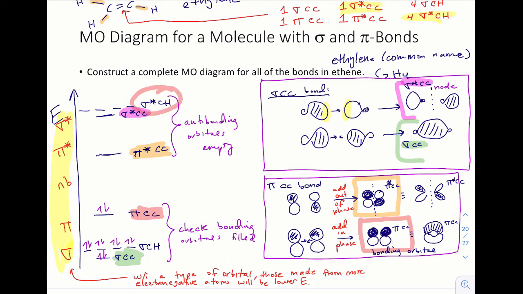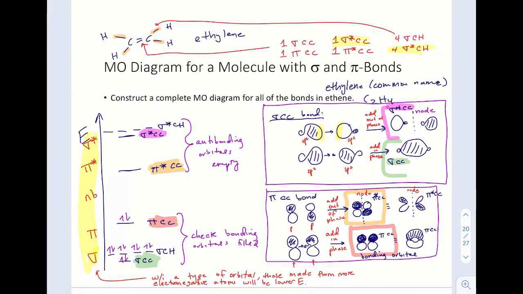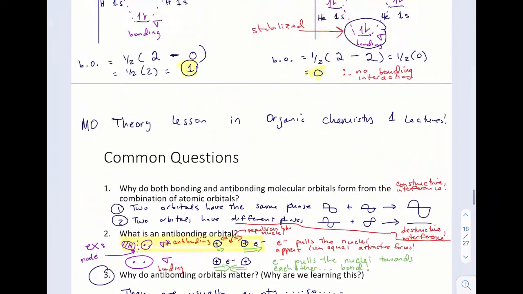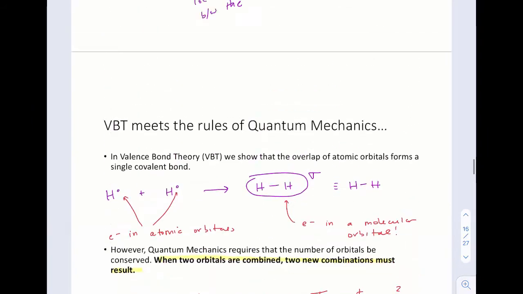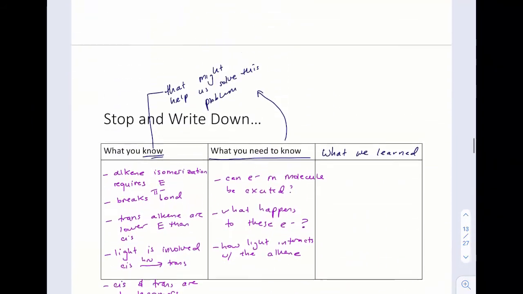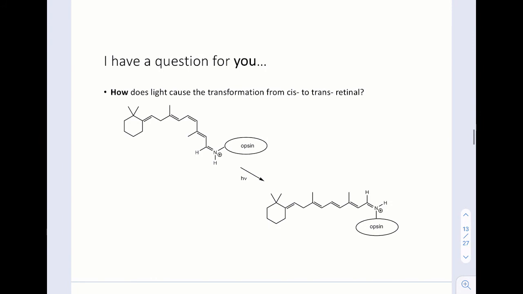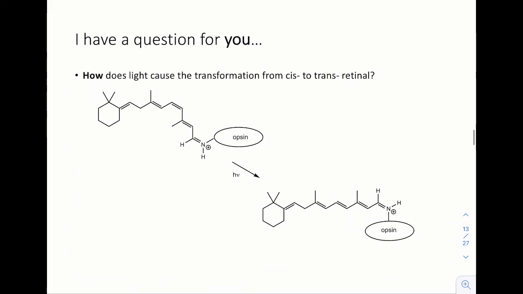Excellent. So you can try the sigma star CH and the sigma CH on your own if you like, or again, consult the more in-depth video. Well, that was a lot. Let's check in with our what we need to know list to see if we've learned anything helpful for solving the problem at hand, which is how light can cause the transformation from cis to trans retinal, which we know involves bond breaking. And we know there's not enough energy available at either room or body temperature to affect this bond breaking. How is light doing it?